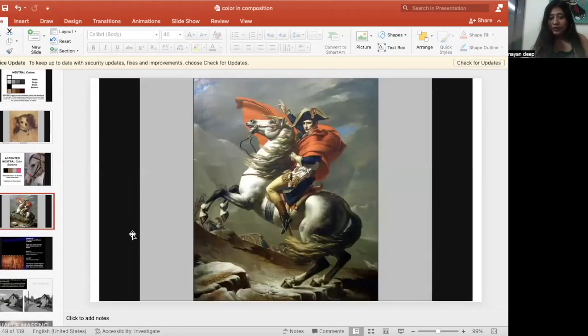One such painting is this of accented color scheme. Blue is a cool color. This shade of yellow, or brown, and white is a neutral color. Other than that, in the background you will see only cool or neutral colors. This orange is a warm color. So this is the accent color. All the focus is going on this warm color.